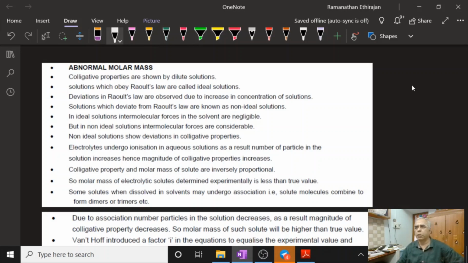Now let us continue with abnormal molar mass. Yesterday we discussed the calculation of molar mass, that is, the determination of molar mass from the colligative properties. So these are all theoretical, that is, the molecular mass only. But when we examine practically with other experiments, there are some deviations. Such a phenomenon is known as abnormal colligative property, and because of that, abnormal molar mass is obtained. Let us discuss one by one.